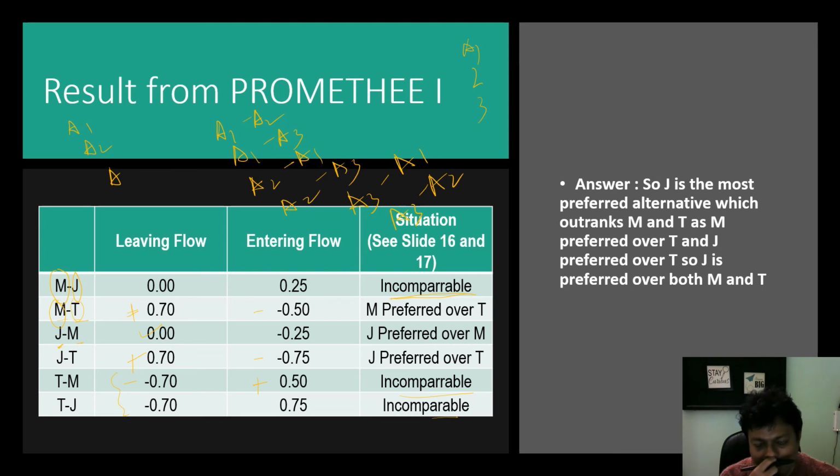Now you say that when the alternatives become indifferent, they are neither comparable nor incomparable. When the deduction of leaving flows and deduction of entering flows both are 0. That means they are equal. Leaving flow is equal, entering flow is also equal. Then only you will say that both are indifferent. Both the alternatives are indifferent. So you cannot make a decision.